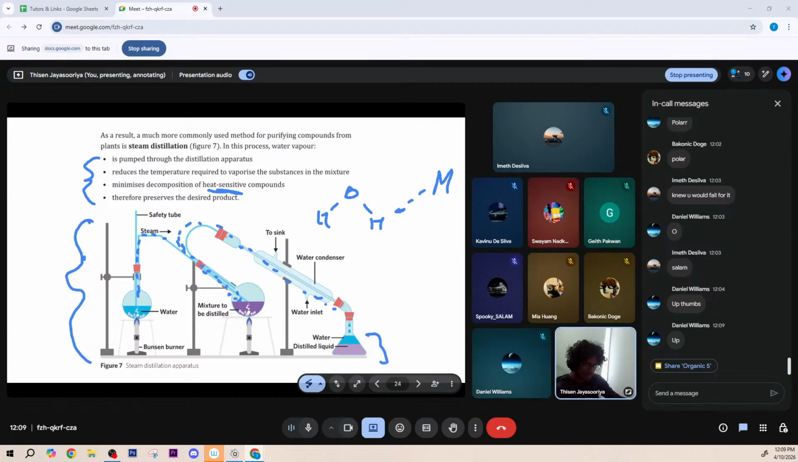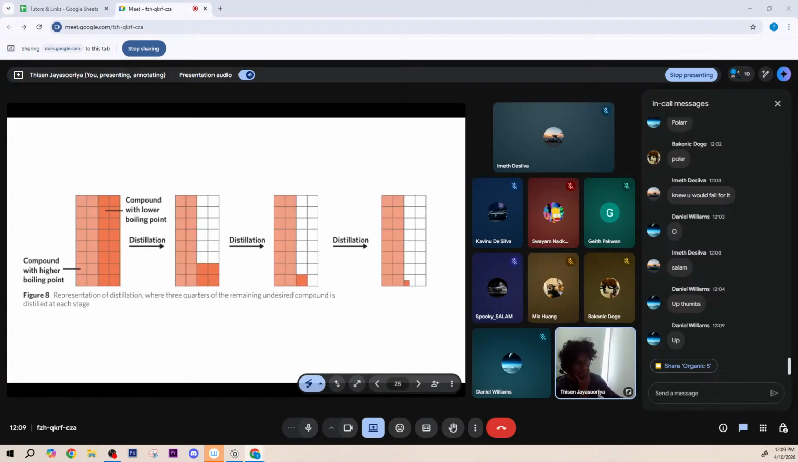Okay, I'll keep moving forward then. Essentially, the idea is that you repeat this process again and again, and it will distill it more and more until we have just a pure compound by itself. That's the whole idea of this representation. So I'll keep moving on.